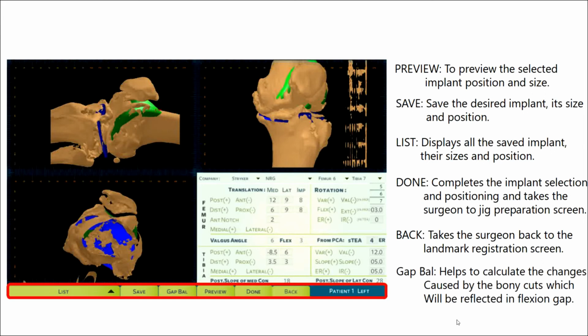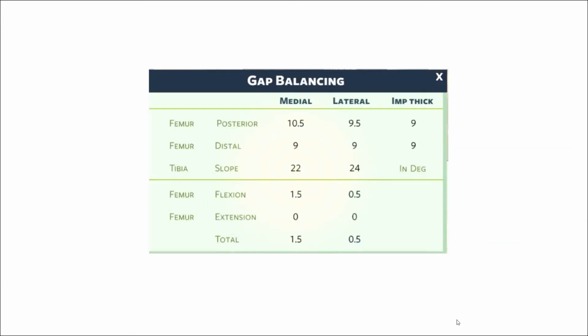The gap balancing button helps to calculate the change caused by the bony cuts, which will be reflected in the flexion gap. The aim would be to leave the lateral gaps 1 to 2 mm larger than the medial one and the difference in the flexion and extension gap less than 2 millimeters. If there is significant soft tissue laxity, a corresponding tightening by taking lesser bone cuts can be planned accordingly.